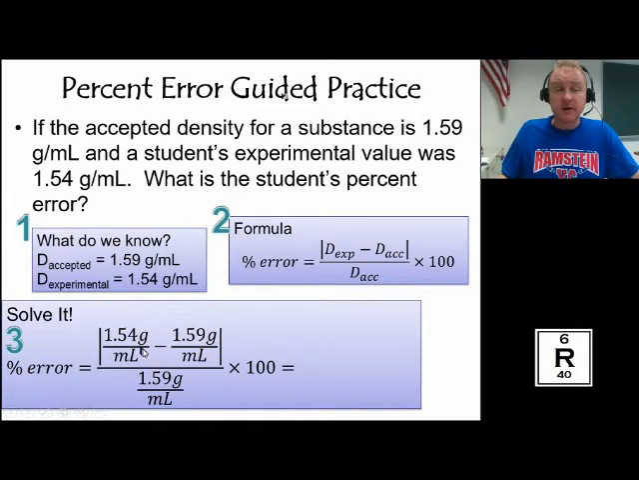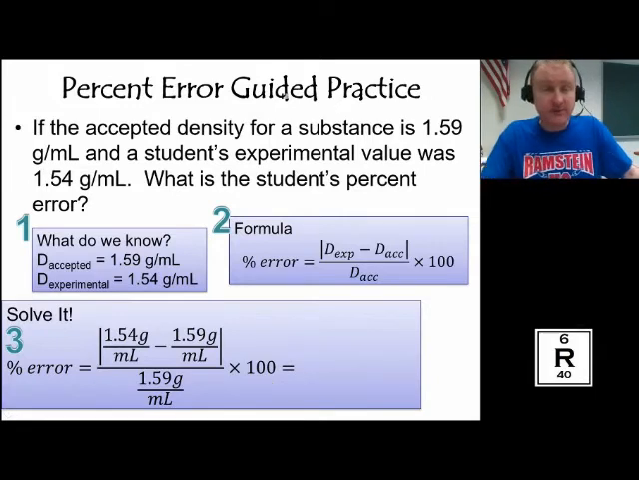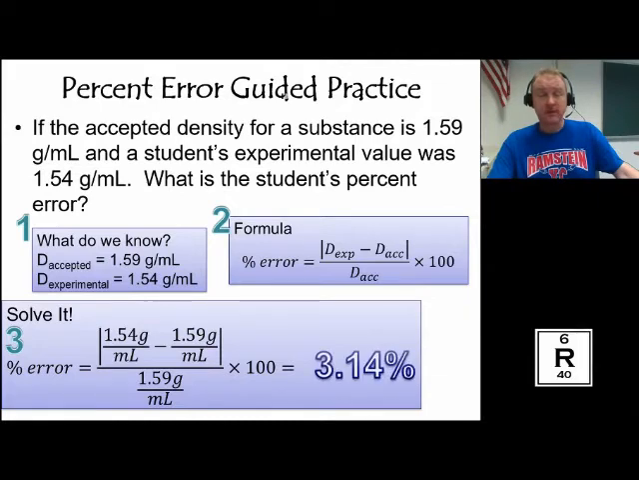We put those values in there. So we put our experimental value, 1.54 grams per milliliter minus 1.59 grams per milliliter, and I take the absolute value of that, which would be 0.05 grams per milliliter, and then I'm going to divide that by 1.59 and multiply it by 100. Do yourself a favor and do me a favor and get a calculator and actually try this. And if you did, hopefully you got 3.14%.